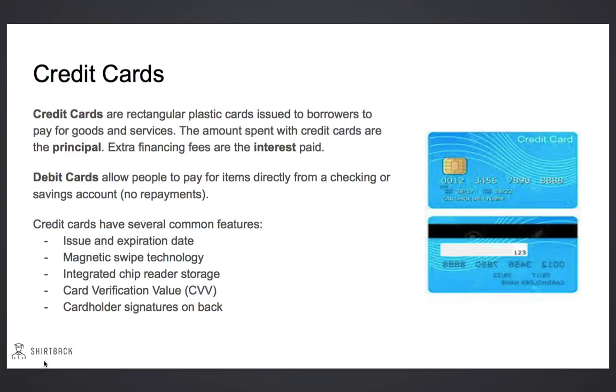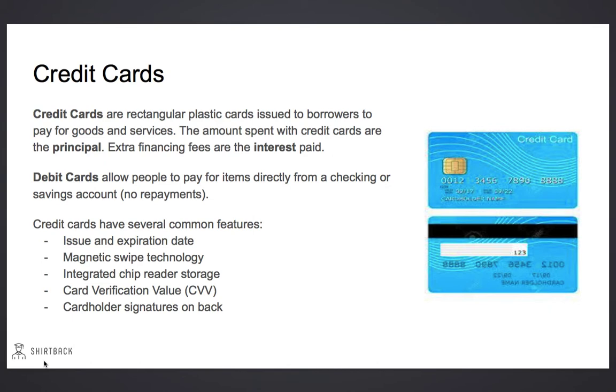Credit cards are rectangular plastic cards that are issued to borrowers to pay for goods and services. The amount that is spent with credit cards is the principal. Any extra financing fees are the interest. Debit cards are different. They allow people to pay for items directly from a checking or savings account. There are no repayments to third parties.